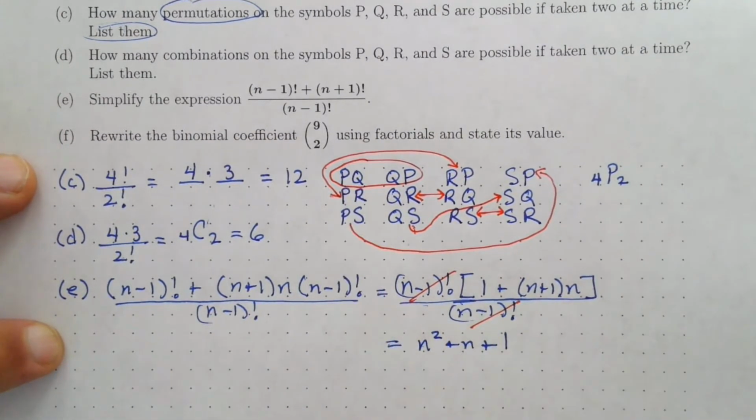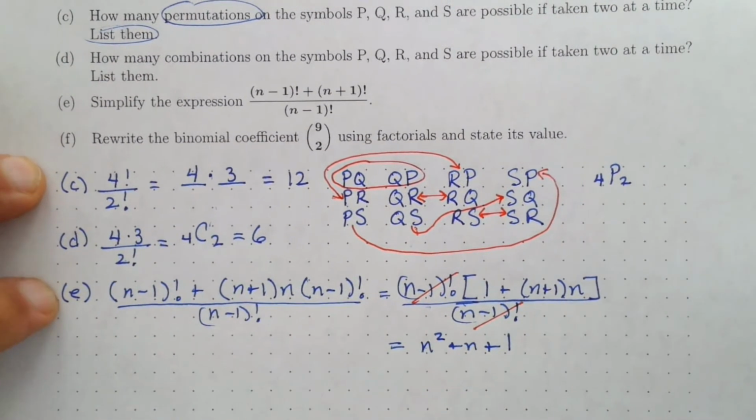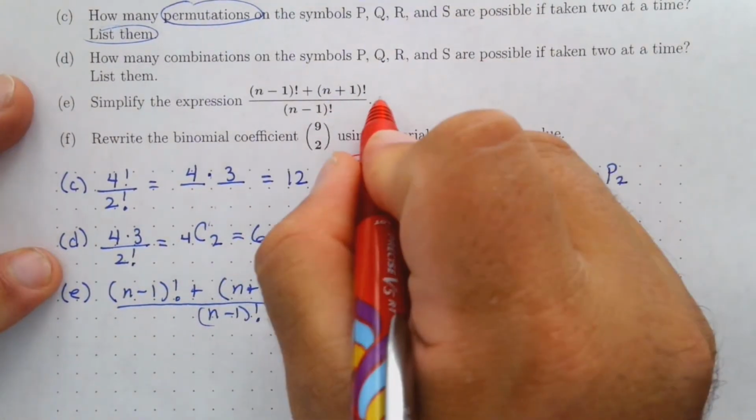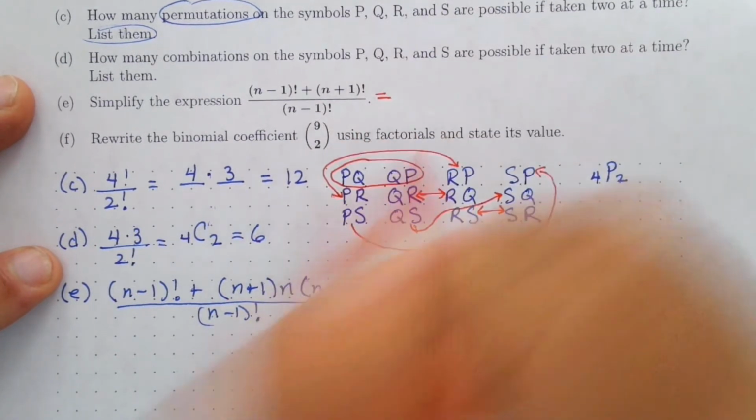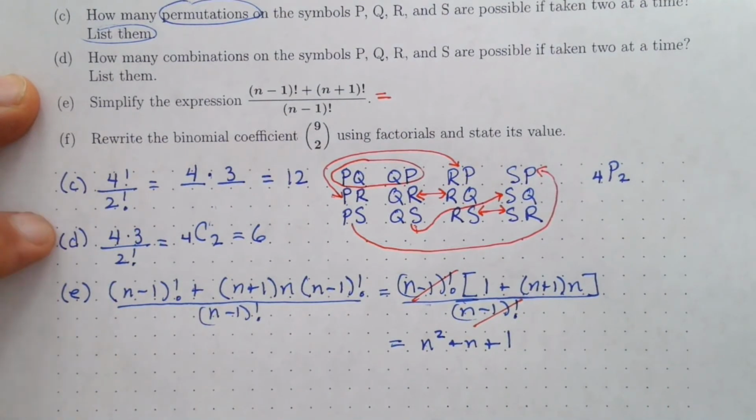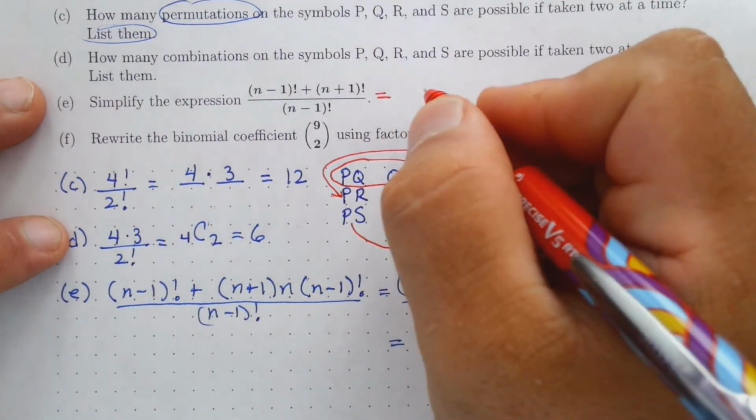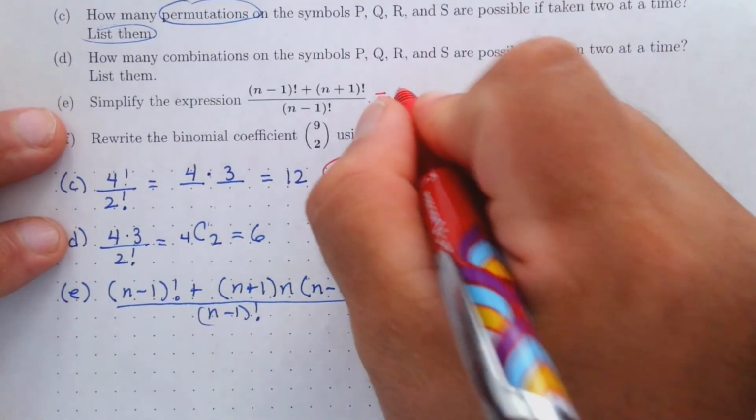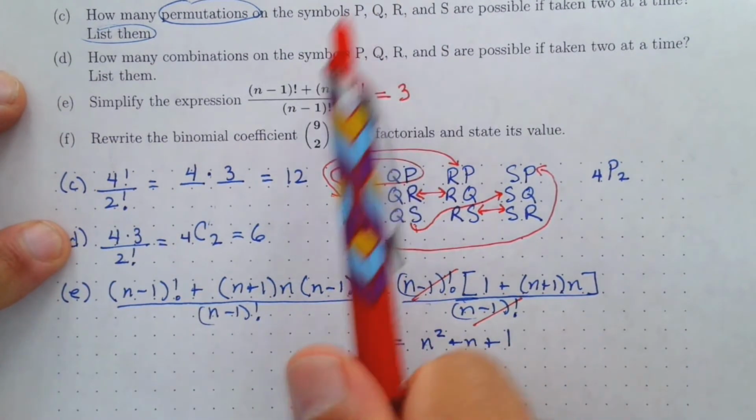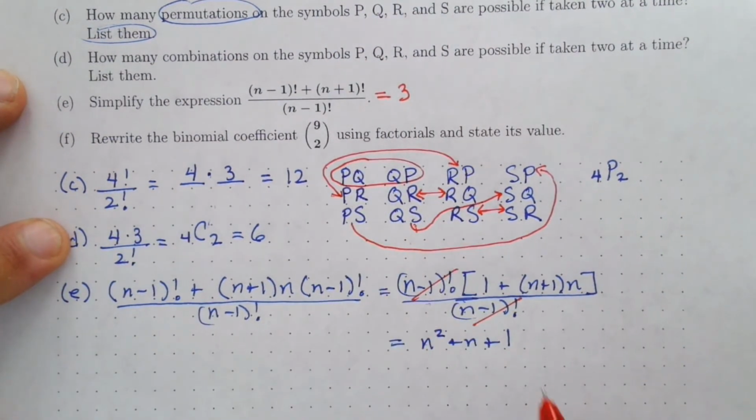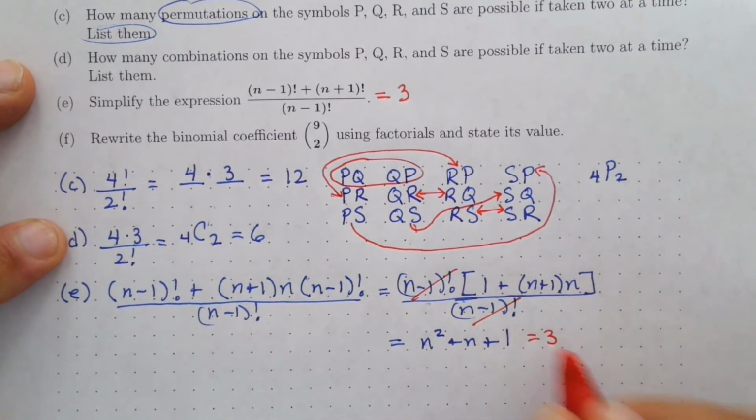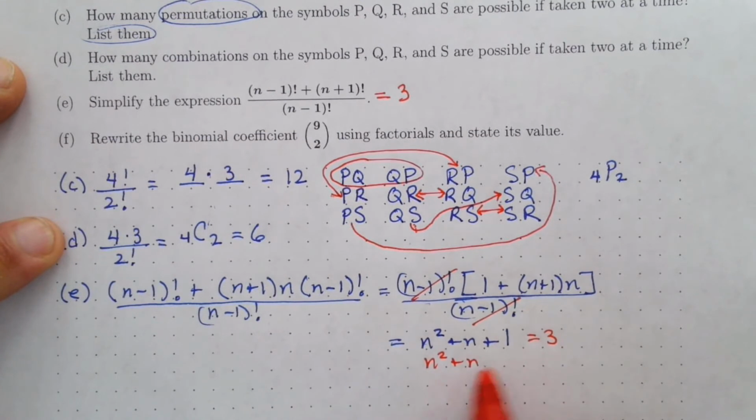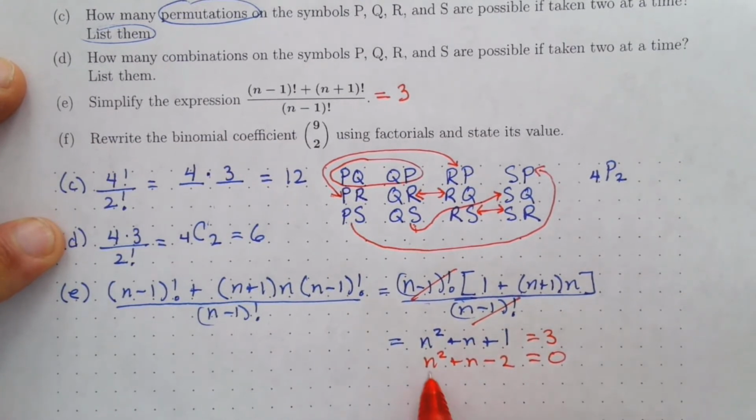So if I had this set up as an equation, let's say I said, not to simplify the expression, but instead I said solve, and I want this to equal, let's say we wanted it to equal 3. All right, so what values of n will have me equal 3? Well, that simplifies to n squared plus n plus 1 being equal to 3, which will mean that n squared plus n minus 2 needs to equal 0.